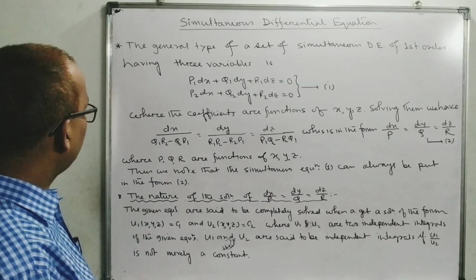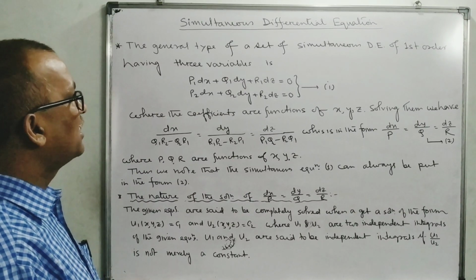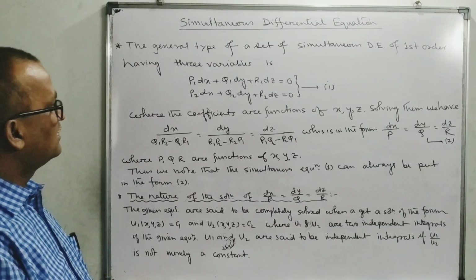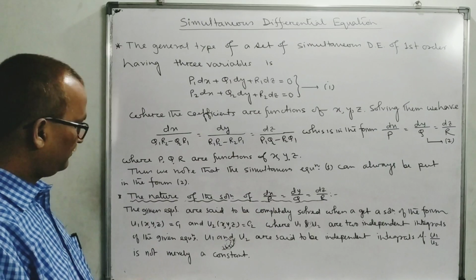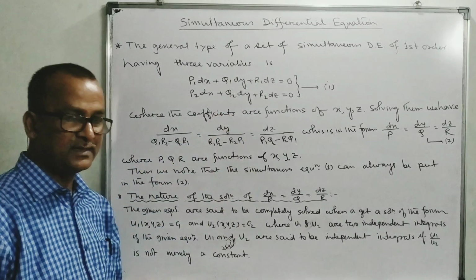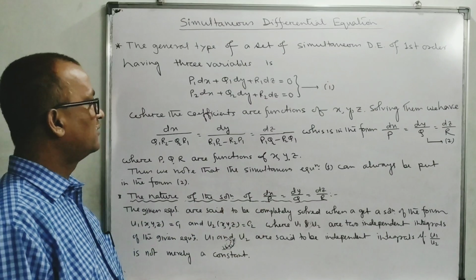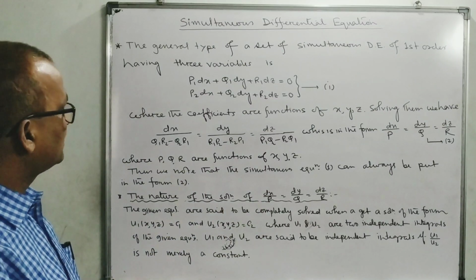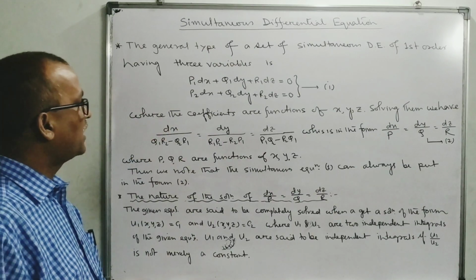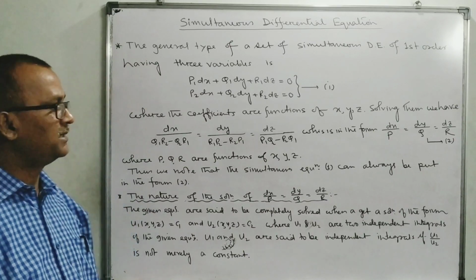This is the general type of a set of simultaneous differential equations of first order having three variables x, y, z, written in the form p1 dx plus q1 dy plus r1 dz equal to 0 and p2 dx plus q2 dy plus r2 dz equal to 0. Combining these two, we get a set of simultaneous equations where the coefficients p1, q1, r1 and p2, q2, r2 are functions of x, y, z.